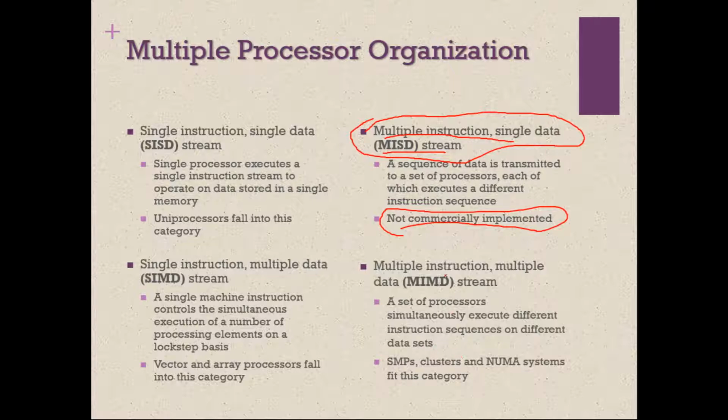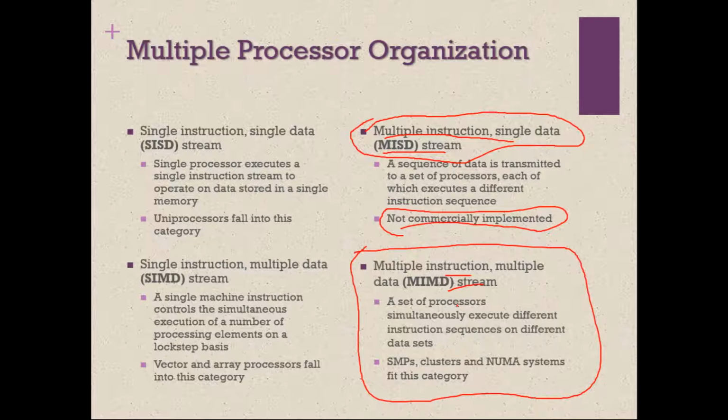And the last one is multiple instruction stream, multiple data stream. In fact, this is the real parallelism, because here, with multiple instruction stream and multiple data stream, different processors can execute different instructions and they can work on different data. It is something like this. We have many processors, P1, P2, and so on up to P100, processor 100. Each one of the processors can execute different instructions and operate on different data.